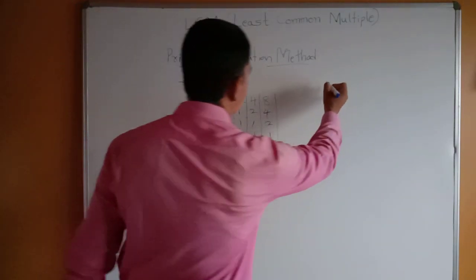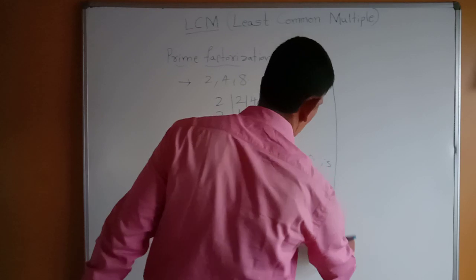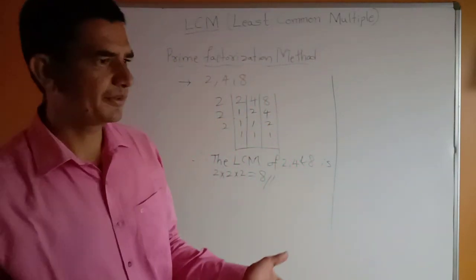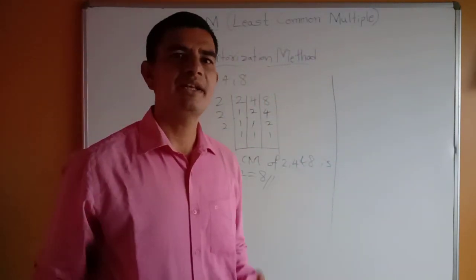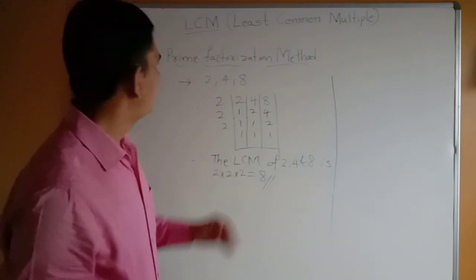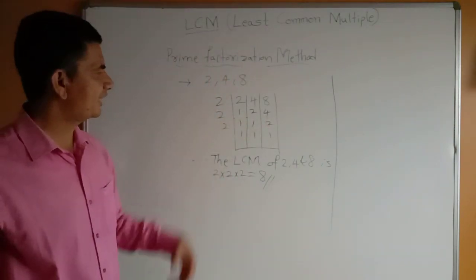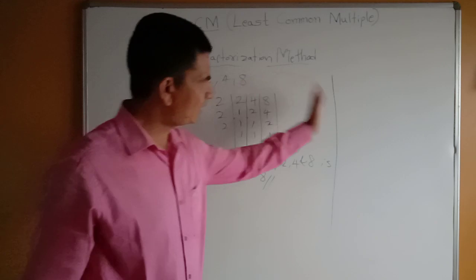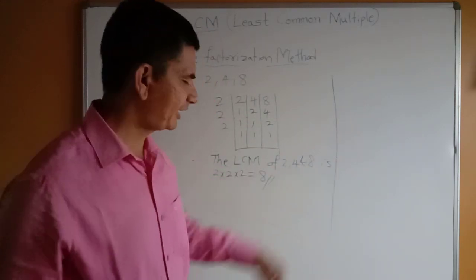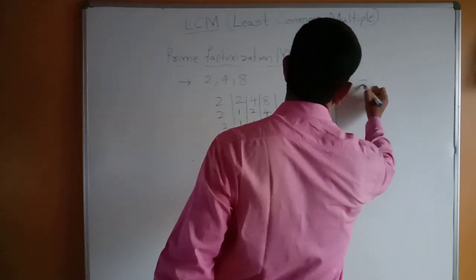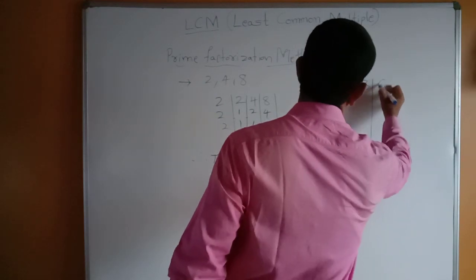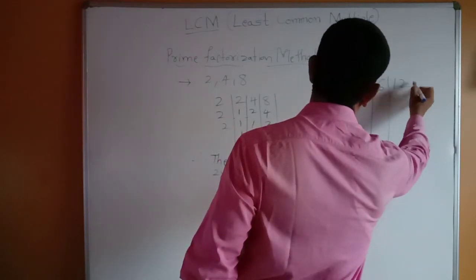One more sum I will explain in the same method, so that if you can't understand, if I repeat it here, it is easy to understand. This is how to find the LCM. With the same method, one more example: I am taking 3, 6 and 12.